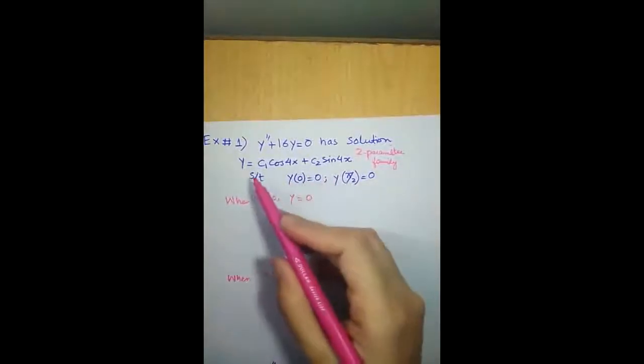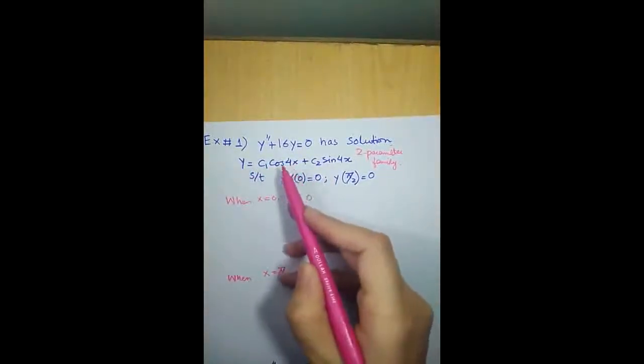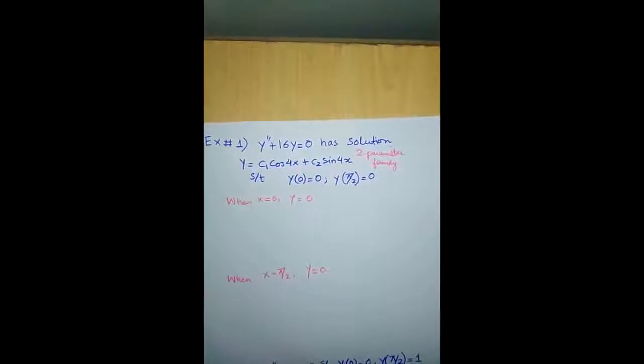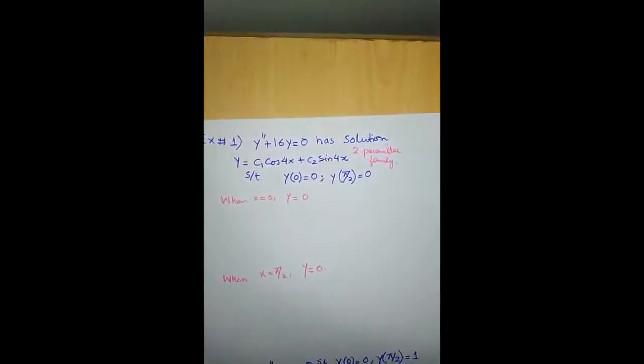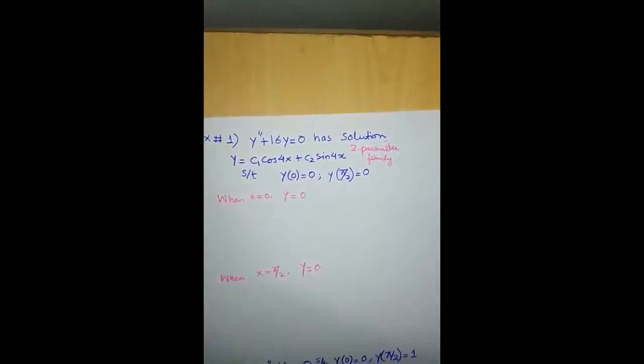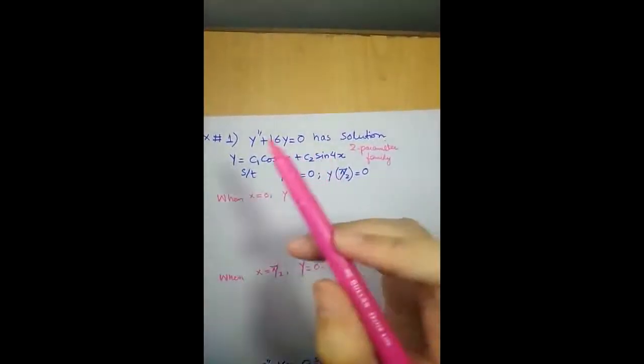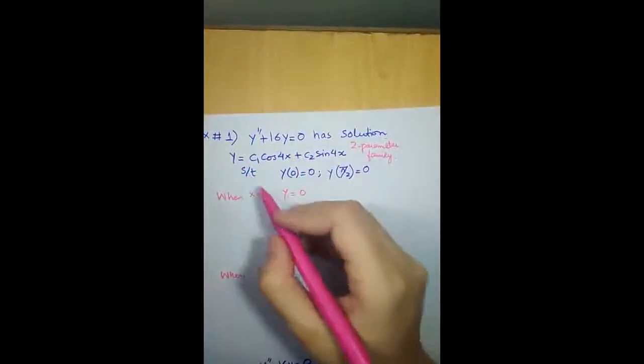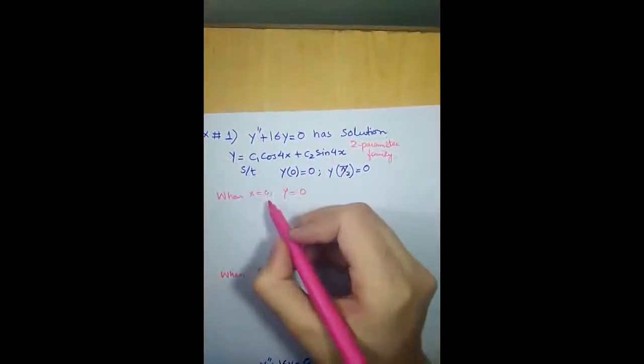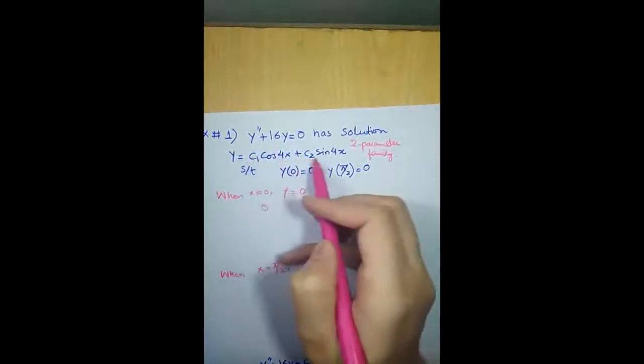Okay, now apply in this y equals C1 cos 4x plus C2 sine 4x. Apply this condition, apply these values of x and y to check what is C1 and what is C2. So y is 0 in this.